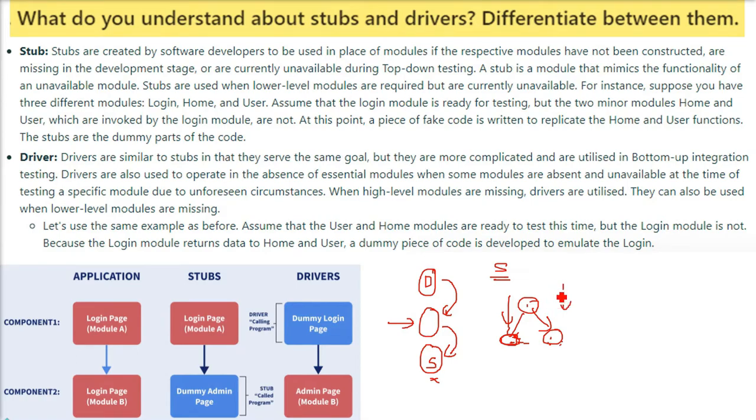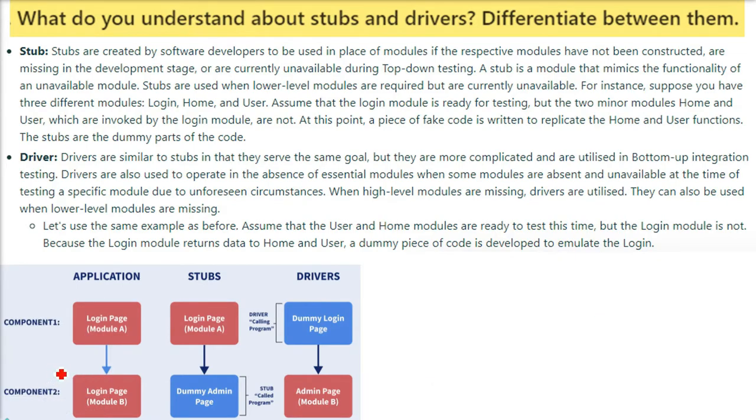Please remember, we have a login, and we have a home and a user. Now the login is ready for testing, but the home and user modules are not ready. The login module has to be tested, but without home and user we cannot check it. So for home and user we'll just write a few lines of code that will emulate, mimic them, and once the testing is done, we will throw that code away. The driver and the stub code will eventually be thrown away. They are just written for testing.